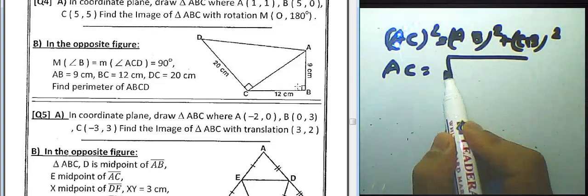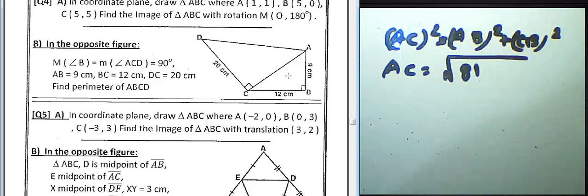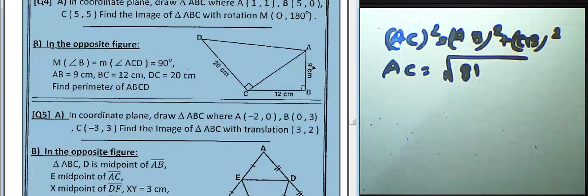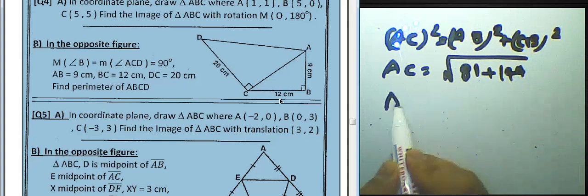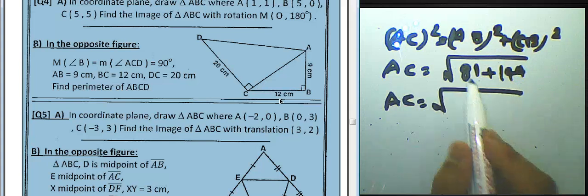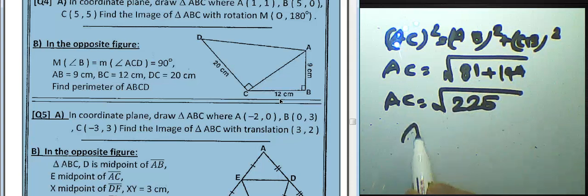EC equals the square root of 9 power 2, equals 81 here, and 12 power 2 equals 144. Square root of them. 4 plus 1 equals 5. 8 plus 4 is 12. 2 and carry 1. The result will be what?